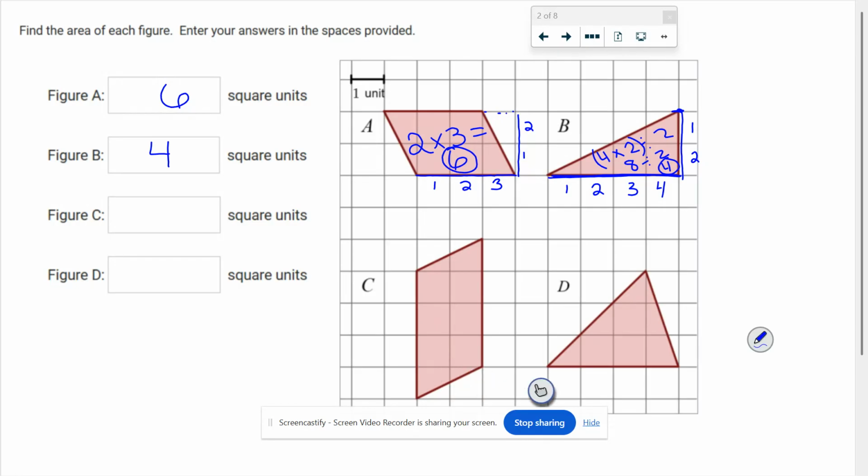Now we need to look at option C. Option C is also a parallelogram. First thing we need to do is highlight a base or one of our straight sides, which in this case is going to be vertical. I've highlighted it in blue. Let's count out the base: 1, 2, 3, 4. And then our height goes from the base to the opposite tip, which is 1, 2 units. To get the area of a parallelogram, we multiply base times height. 2 times 4 gives us 8 square units.